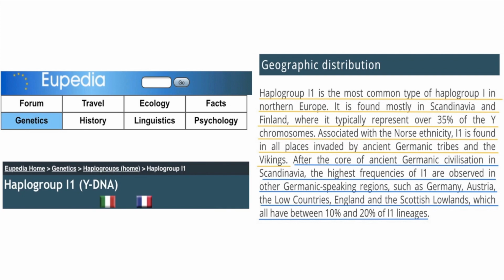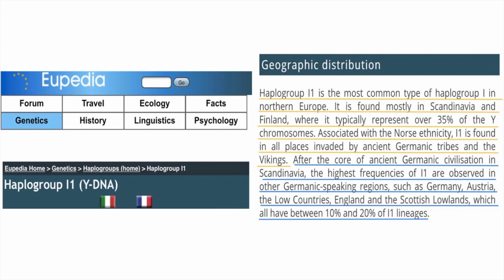Haplogroup I1 is the most common type of haplogroup I in Northern Europe. It is found mostly in Scandinavia and Finland, where it typically represents over 35% of the Y chromosomes associated with the Norse ethnicity. I1 is found in all places invaded by ancient Germanic tribes and the Vikings.